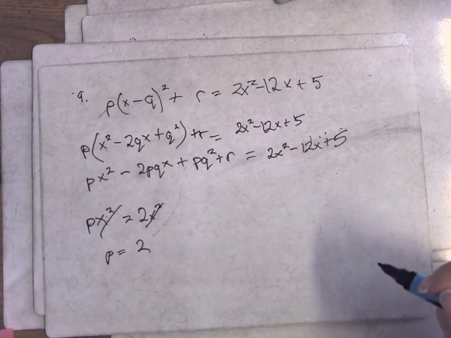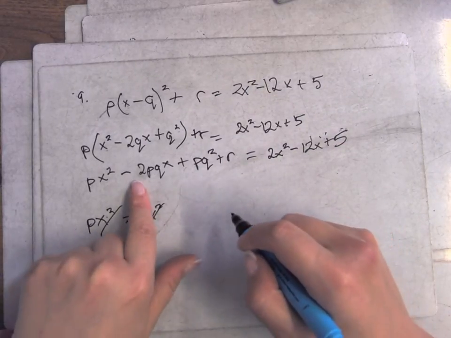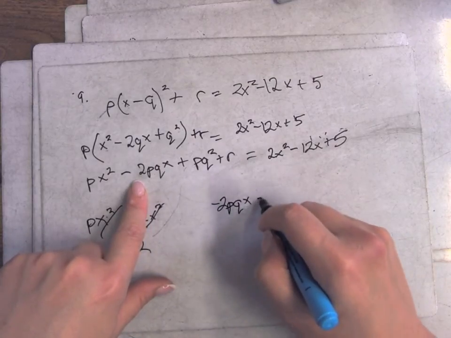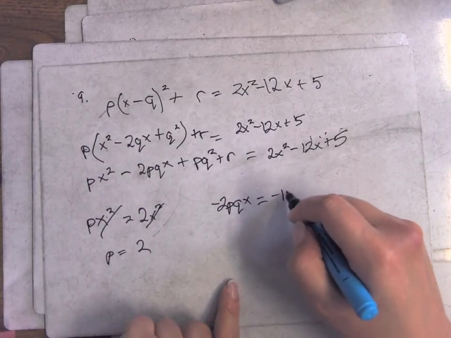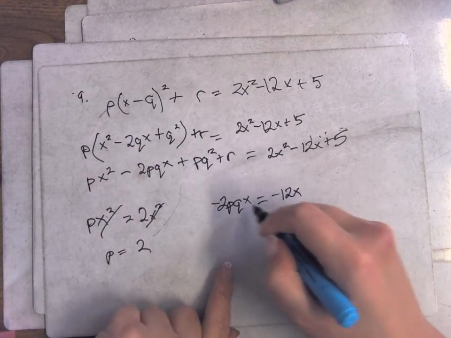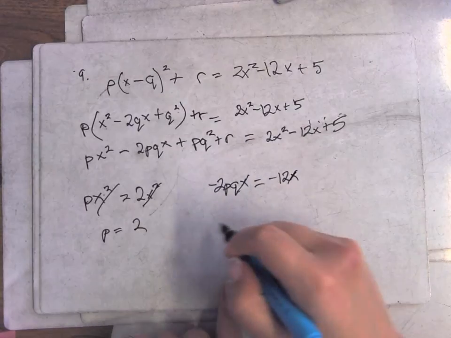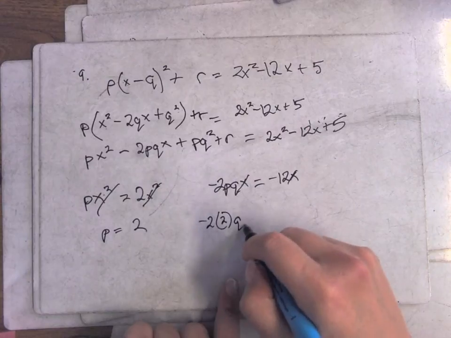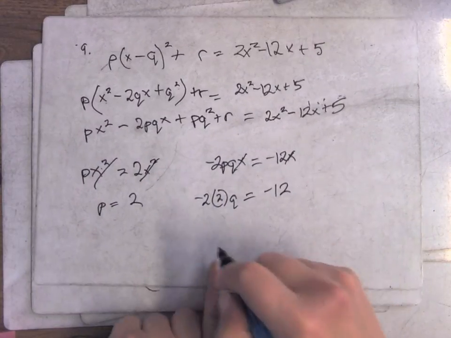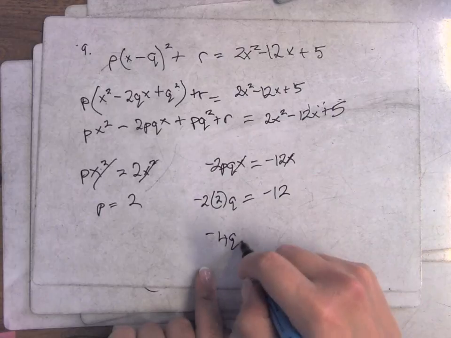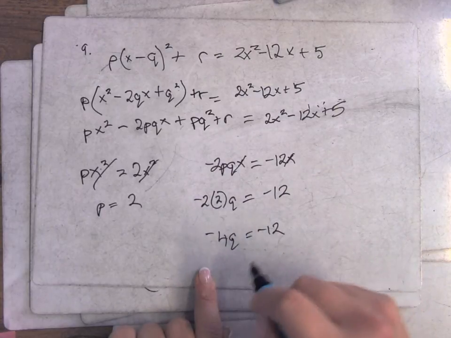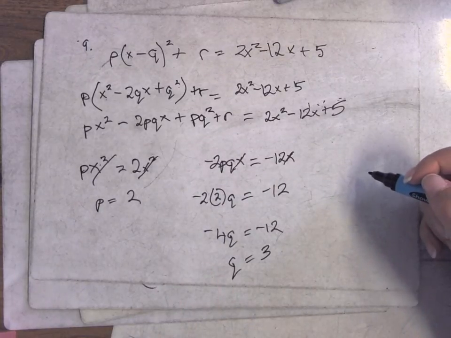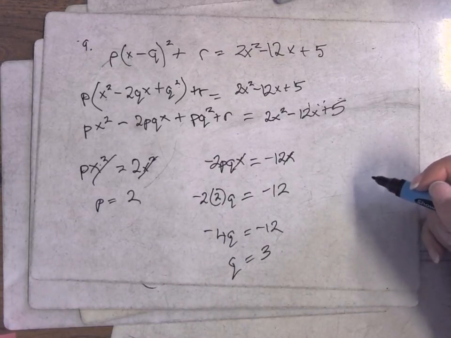One third of the way there, thank God. Right, then we have, just be careful with this, it's minus 2pqx. Minus 2pqx equals minus 12x. Okay, x is divided across by x and you get minus 2 times, we've just figured out p is 2, q equals minus 12, so that's minus 4q equals minus 12, so that means q is equal to 3. Are we good with that? Okay, yes? Why did you multiply minus 2 by 2?